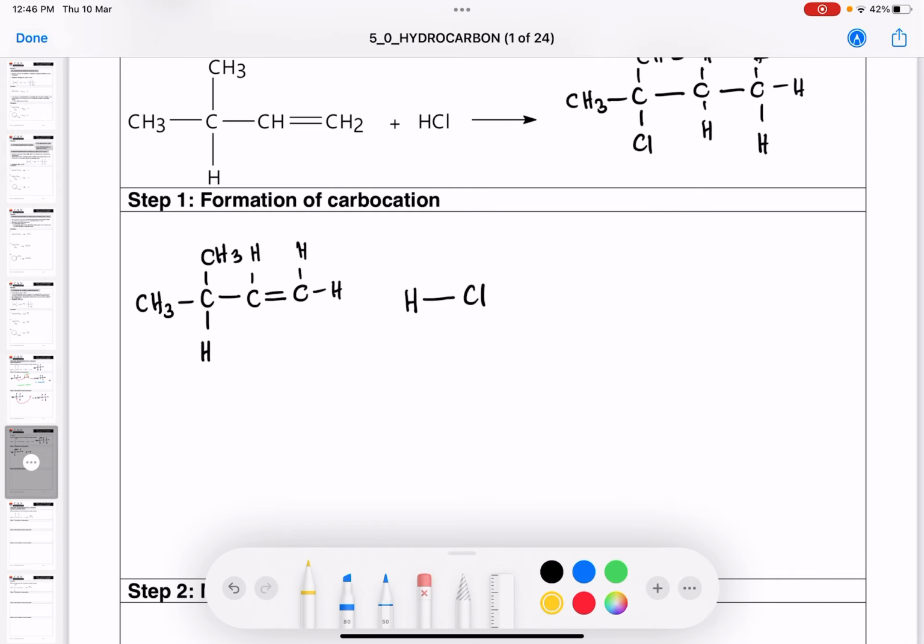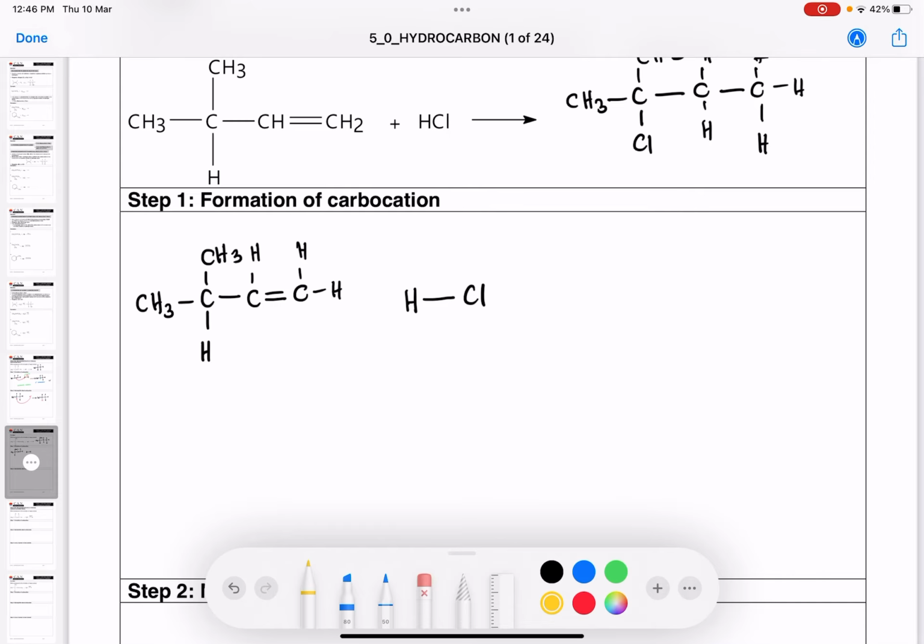In this video, I'm going to show you the mechanism for hydrohalogenation for the reaction of alkenes. As you can see, we have, as an example here, propene reacting with hydrochloric acid. Our product should be this. We're going to get this as our product.